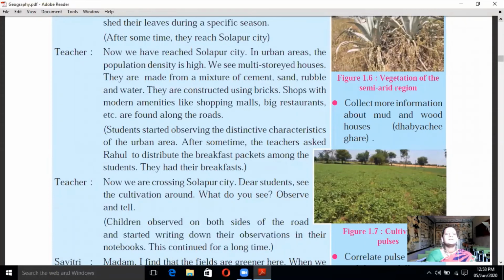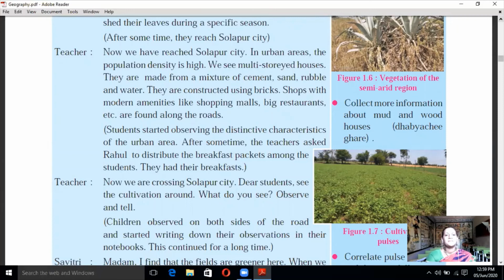Now the students and teacher went to Solapur city. They are seeing in urban areas that the population is very high. The density of population is very high in the urban areas compared to the rural areas. We see multi-storied houses in the urban areas. They are made from a mixture of cement, sand, rubble and water. They are constructed using bricks.